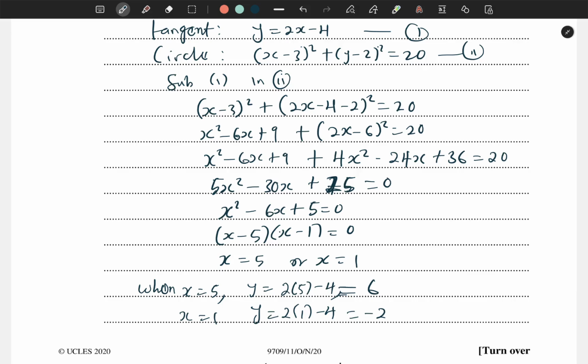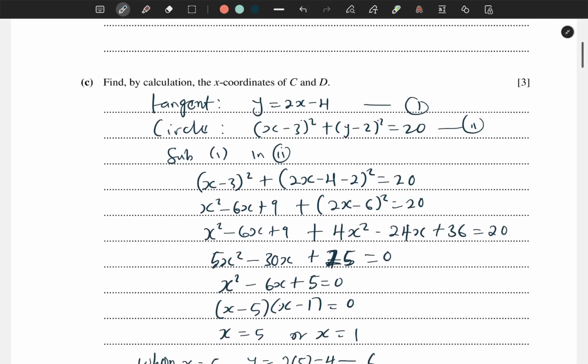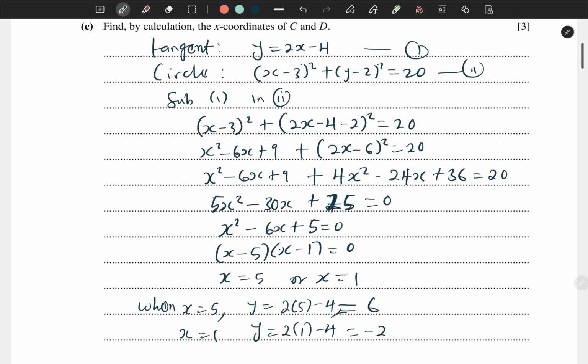But then again, we are not asked to even find the points C and D. The only thing we are asked to find is the x coordinates. So for that reason, this is where you have to stop. This is where to stop. But if you have to find the coordinates of the points C and D, that's when you need to find the corresponding y values for each of that.